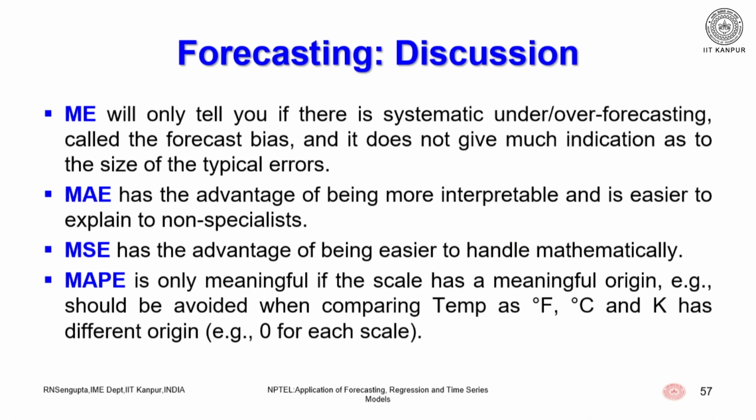The mean absolute percentage error is only meaningful if the scale has a meaningful origin. For example, it should be avoided when using temperature scales of Fahrenheit and centigrade, because these have arbitrary origins, while Kelvin has a different origin, so it has an absolute value of 0. So, try to utilize MAPE, the mean absolute percentage error, for cases when the origin of the scale, or the 0 value of the scale, or some datum based on which the measurement is being done, is absolutely known without any ambiguity.